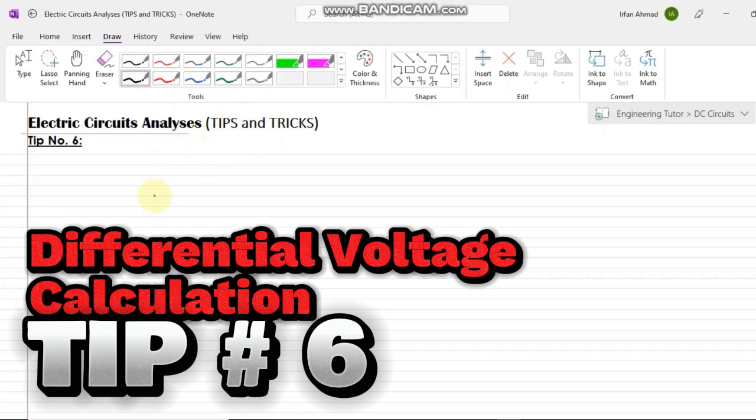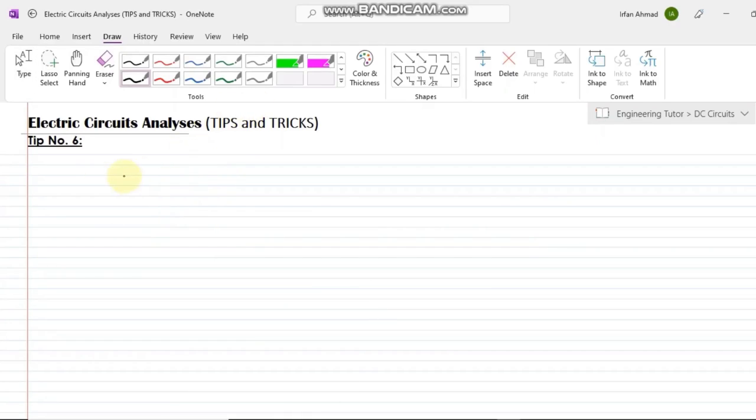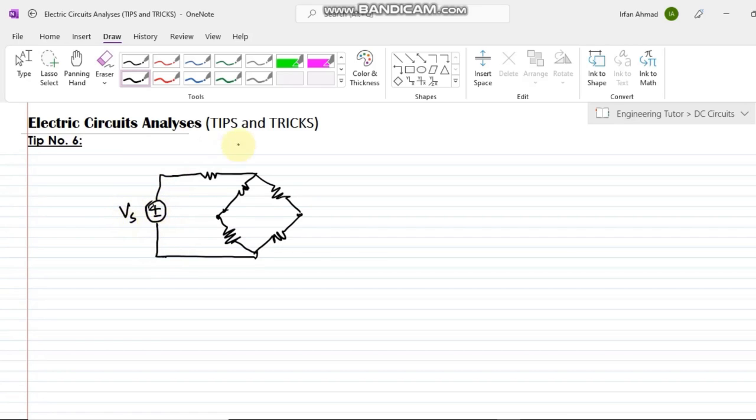Hello students, so this is another tip, which is tip number 6, related to electric circuit analysis. Again, let us have a circuit in which we have a configuration like here, and this is again a bridge circuit, which is connected with this voltage source. Here we again have the resistors R1, R2, R3, R4 and R5.